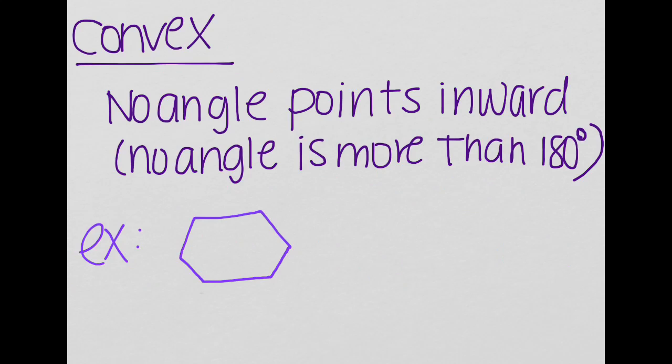A convex polygon is a polygon where no angles point inward, which means that no angle is more than 180 degrees. Okay? And don't worry about how many degrees it is unless you know how to measure angles. You can just make sure that as long as all the sides point outwards, right? These all point outwards, then it's a convex polygon.